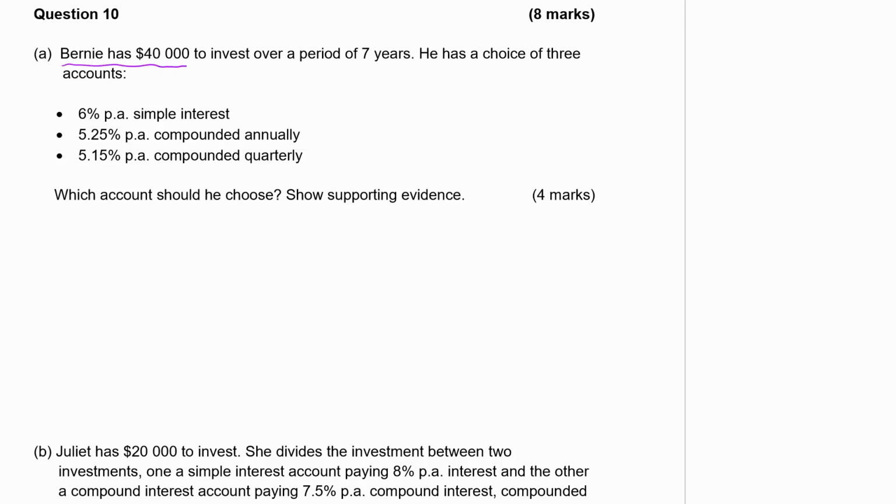Bernie has $40,000 to invest over a period of 7 years. He has a choice of 3 accounts. Let's call them A, B, and C. A is 6% per annum simple interest.